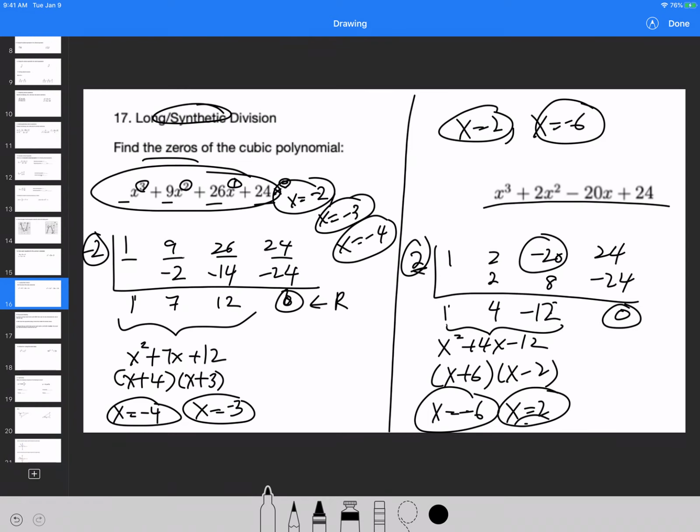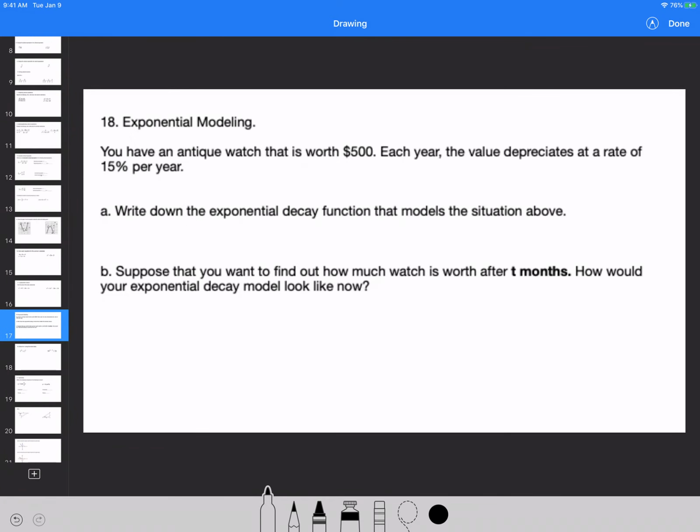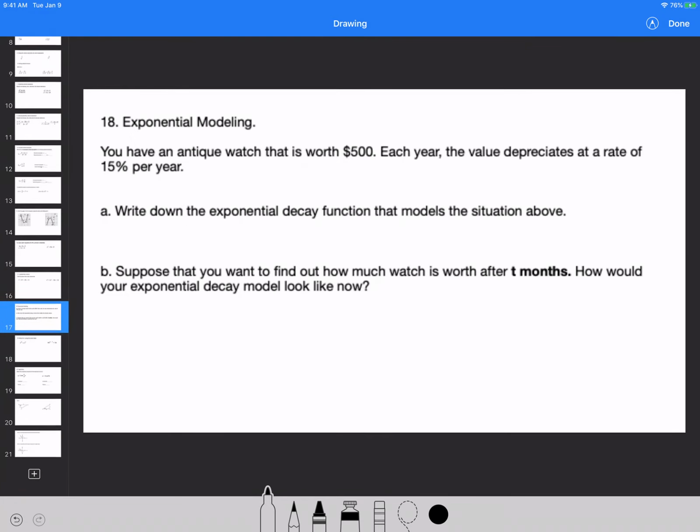Okay? All right, number 18. You have an antique watch that is worth 500. Each year the value depreciates at a rate of 15% per year. This, guys, remember: a times (1 plus r) raised to the power of t.